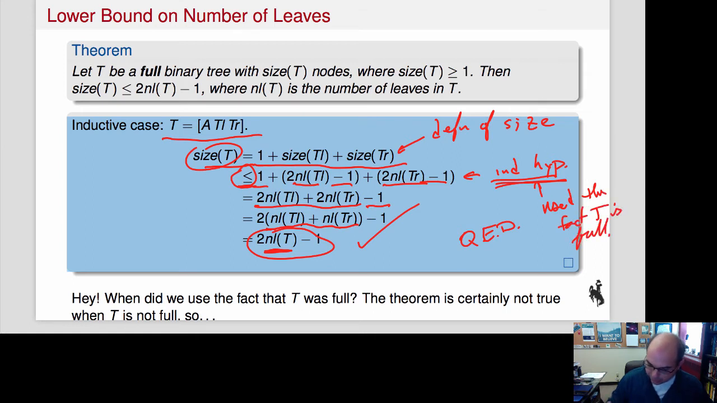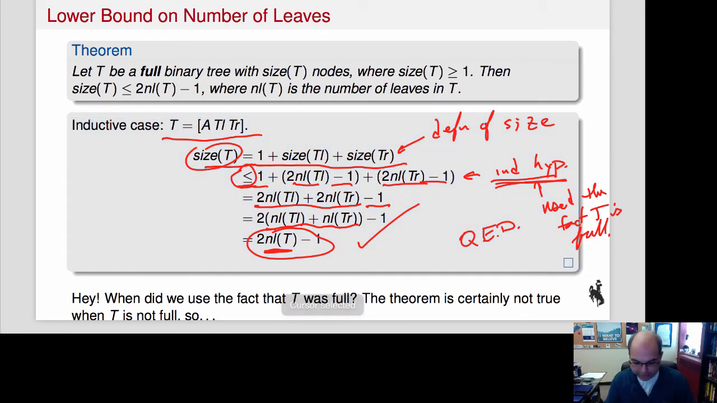Now, why is that? Well, what I kind of assumed was that the size of the left subtree is less than or equal to twice the number of leaves in the left subtree minus 1. Now, how do I know that there's actually a left subtree? Well, I know that T has at least a left subtree or a right subtree because it's not a leaf. Now, because it happens to be a full tree, if it has a left subtree, it has to have a right subtree. So that's actually the place that we're using that.